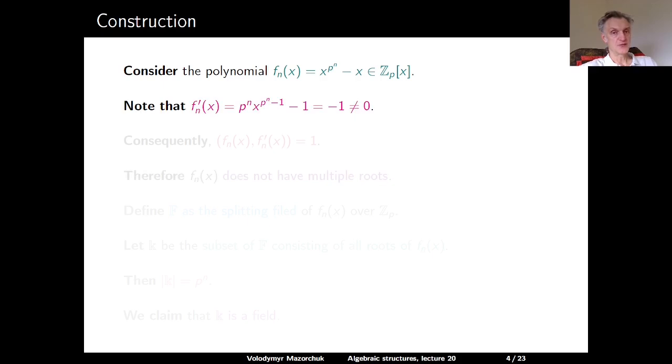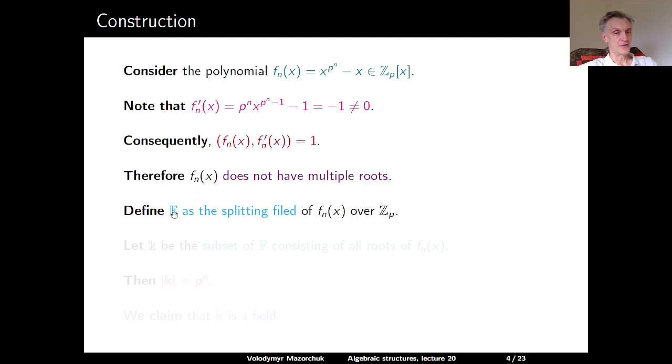Note that the derivative of this polynomial is equal to minus 1. So we have p to the power n times x to some power minus 1, but p to the power n is actually 0. So we just get minus 1. Minus 1 is non-zero, which means that the greatest common divisor of f_n and its derivative is equal to 1. And this means that f_n doesn't have multiple roots.